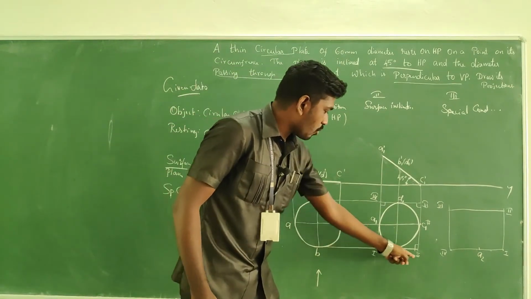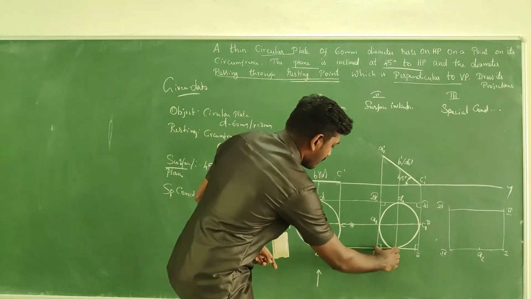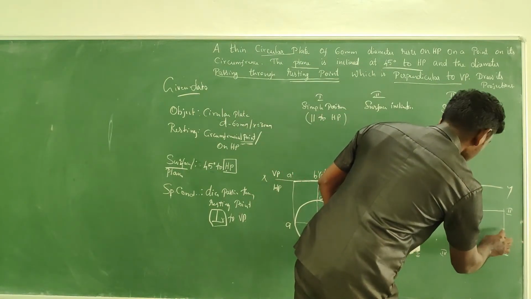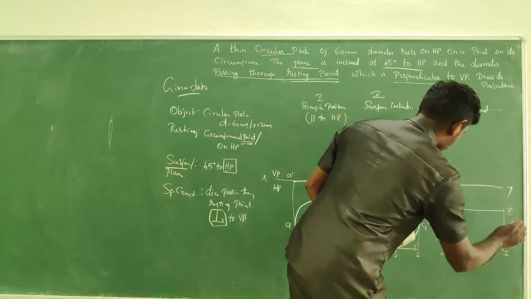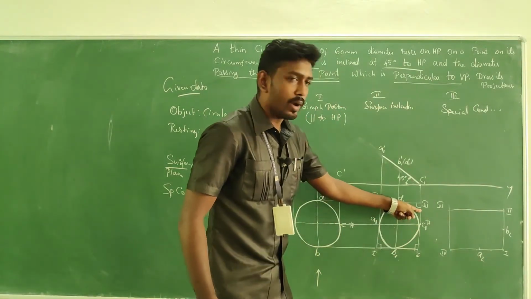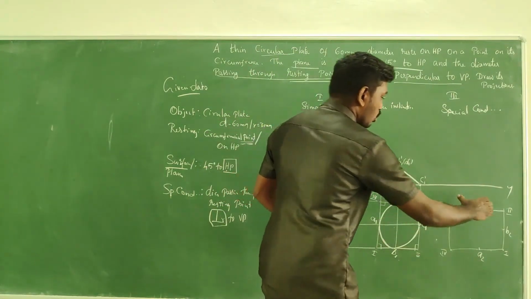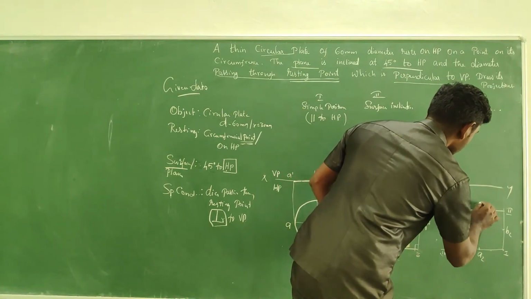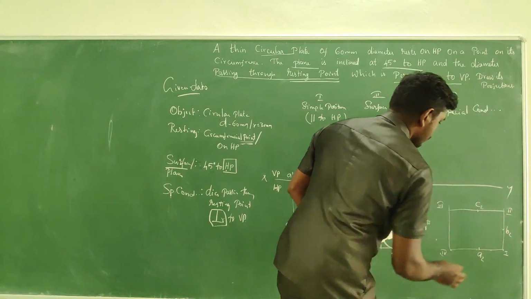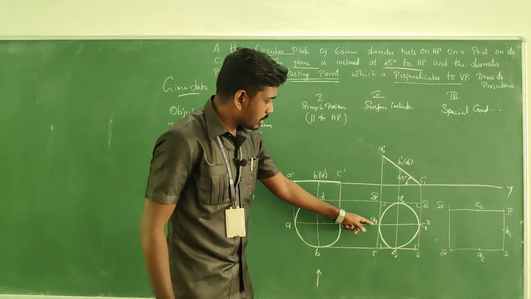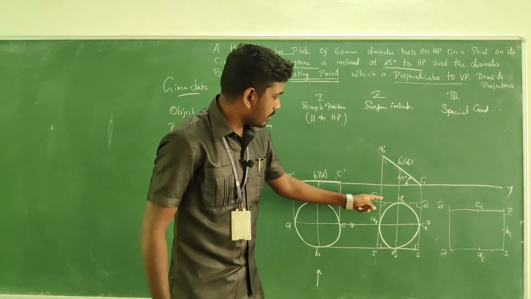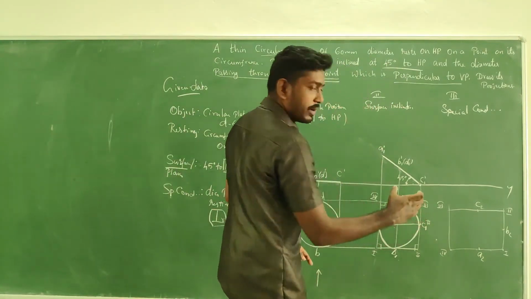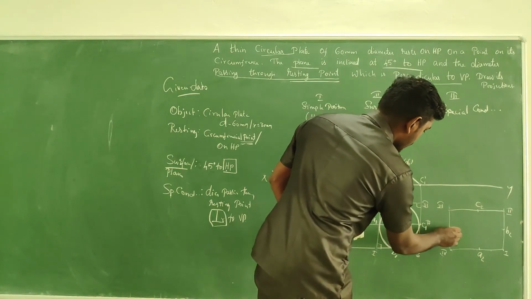Where is B? Between 1 and 2. Measure it from 1. From 1 just try to transfer it. So this becomes B2. Where is C? Between 2 and 3. So take the measurement from 2 and just transfer it. So this becomes C2. Where is D? Between 4 and 3. Here. So take the measurement from 3 and just transfer it.